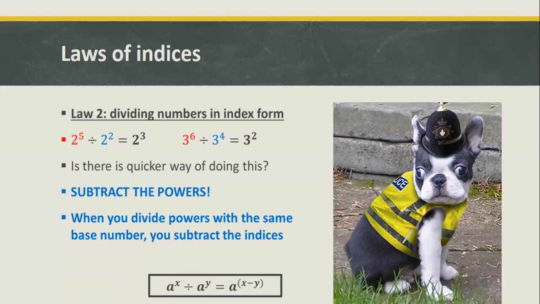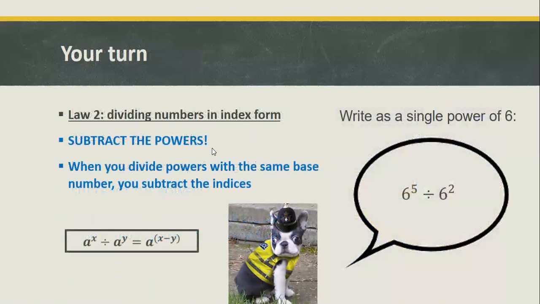So in summary, a raised to the power of x divided by a raised to the power of y is going to be a raised to the power of x minus y. This is very simple to do. I think I've explained this, so we just need to practice now. It is your turn. Write as a single power of 6, 6 raised to the power of 5 divided by 6 raised to the power of 2. What are you going to have? If your answer is 6 raised to the power of 3, you are right. Good job.